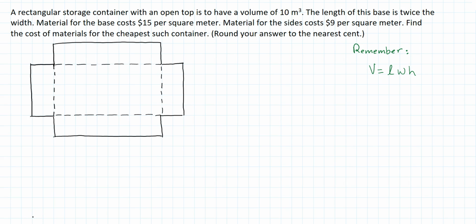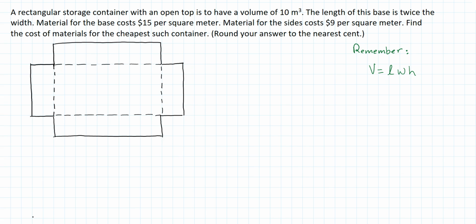Let's take a look at an open box optimization problem. This is a fairly standard problem in a basic calculus course, and there are a few different angles that they can take on it. This one is giving us different prices for the base of the box and the sides of the box and asking us to optimize the cost. So we want the cheapest container we can possibly make given the information that they're giving to us.